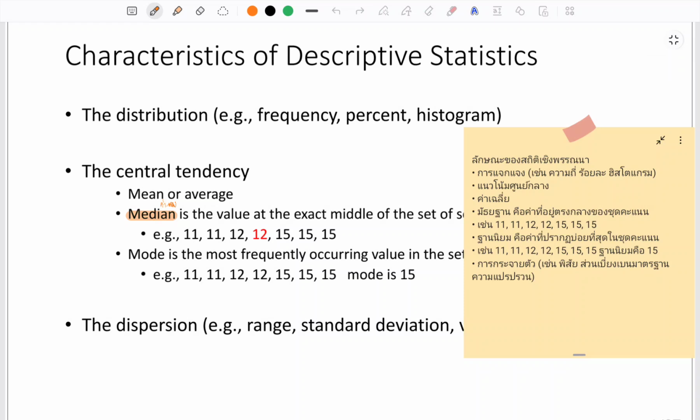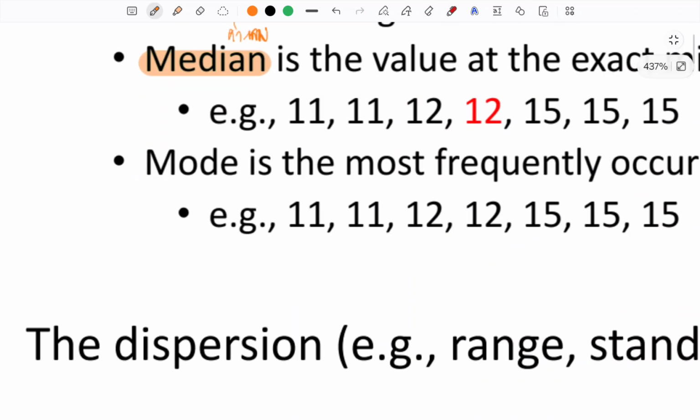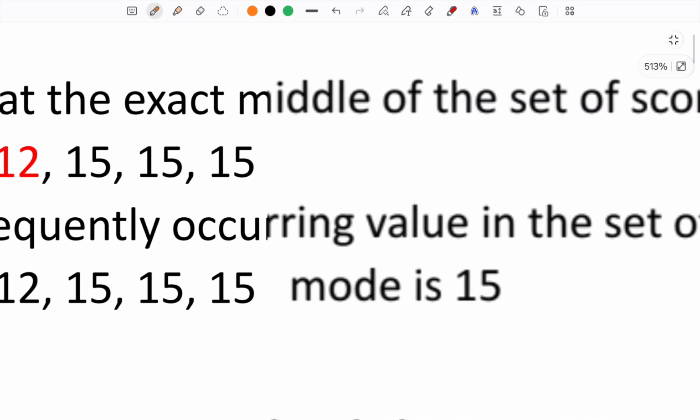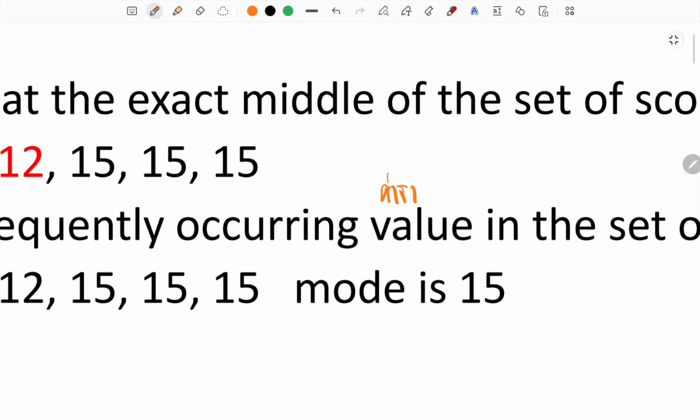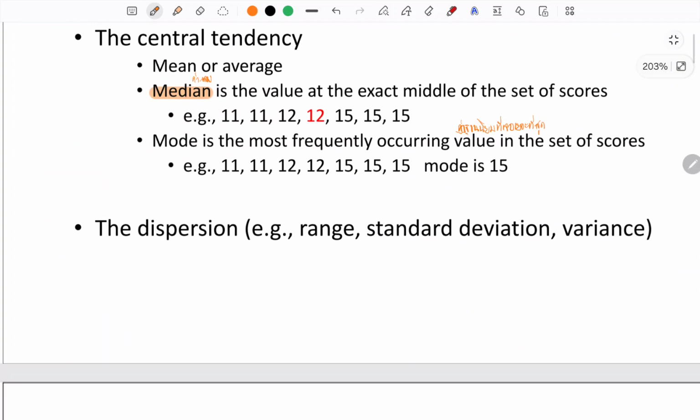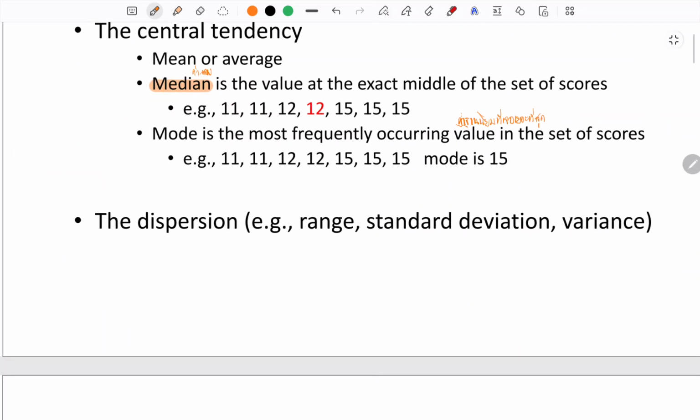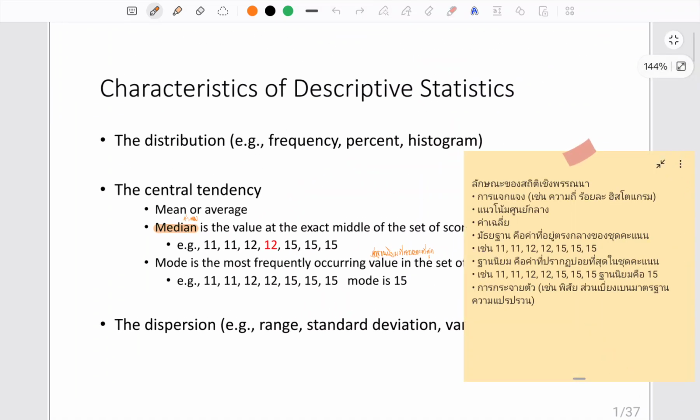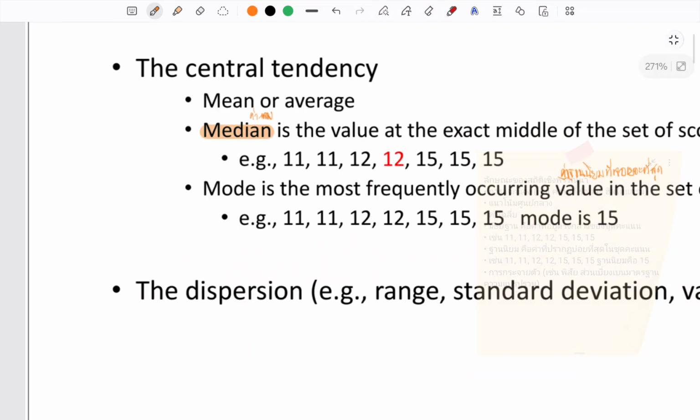Okay, and the last one for the central tendency is the mode. Mode is the most frequent value. Again, from minimum to maximum, see which value occurs the most often. Okay, so in this case it is the number 15. And the last thing that you can use descriptive statistics to analyze is called the dispersion of the data, for example, the range, standard deviation, or the variance.